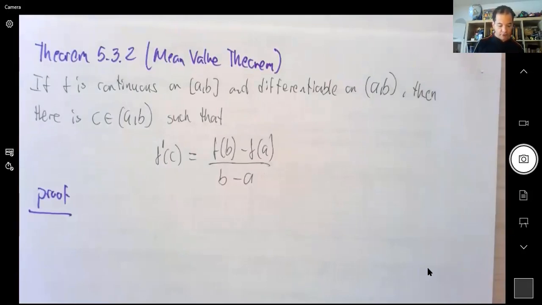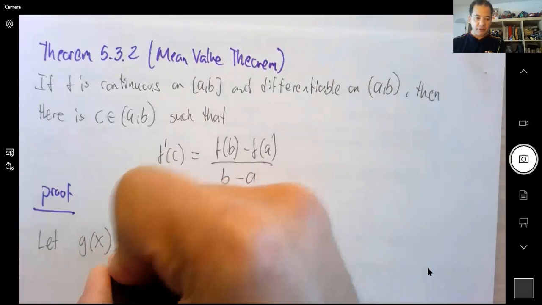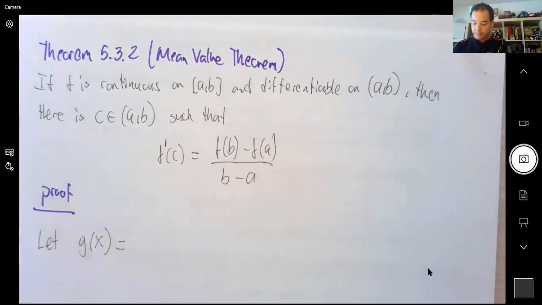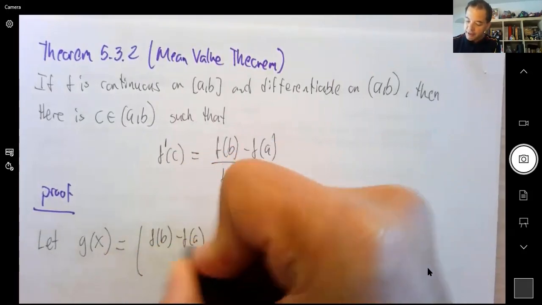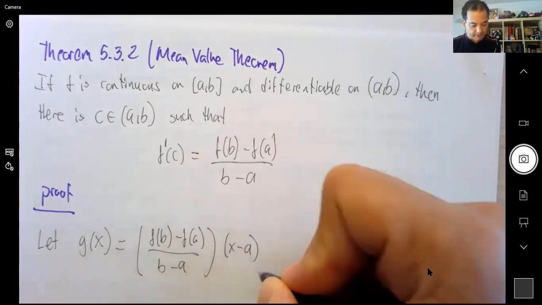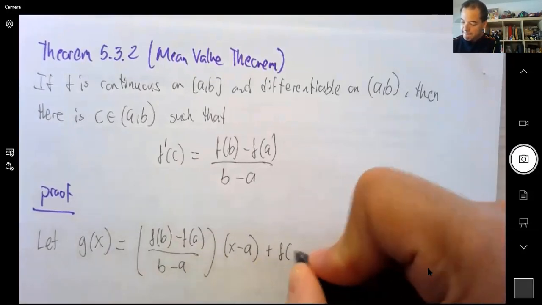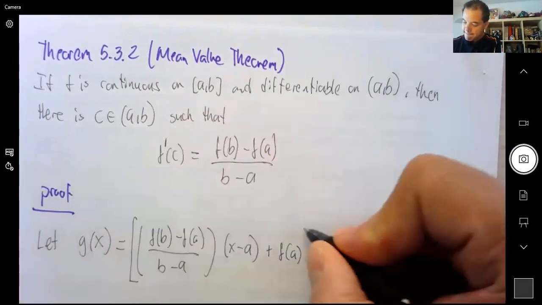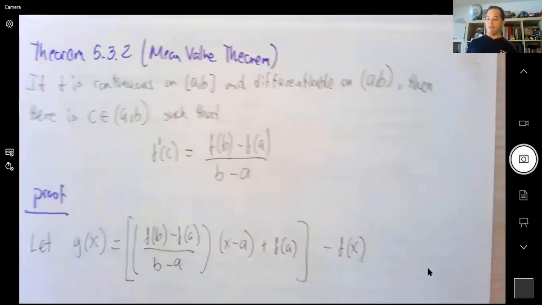So here's what we need to do. We need to construct this new function. So let g of x be, and I'm going to tell you where it comes from, f of b minus f of a over b minus a times x minus a, plus f of a, minus f of x. All right, now, wow, where does that come from?